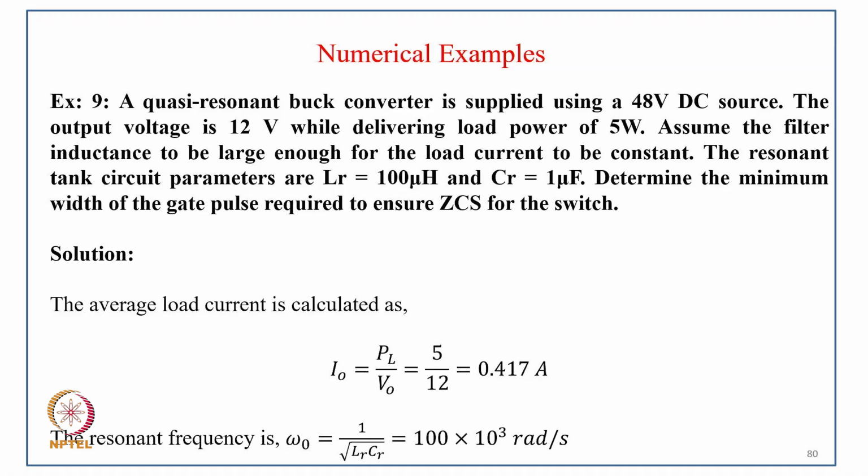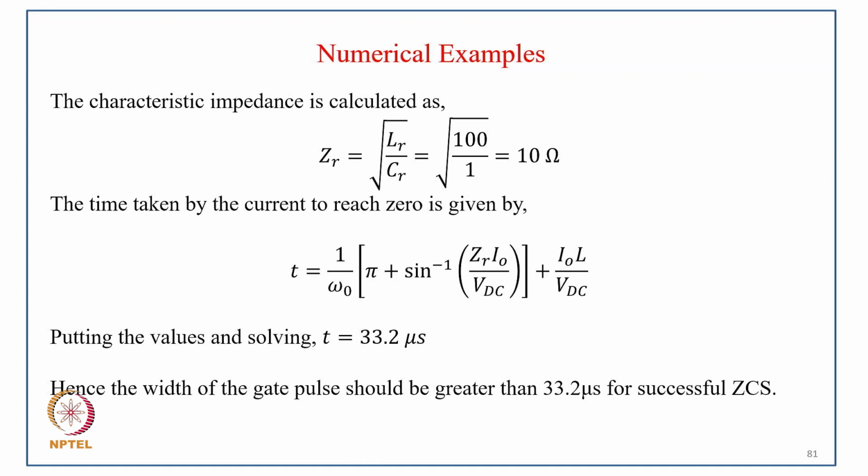And for the solution, the average load current is I0 equal to PL upon V0, that comes 0.417 ampere, and the resonant frequency omega 0 equal to 1 upon root LR CR, that comes 100 into 10 power 3 radian per second, and the characteristic impedance is ZR equal to under root LR upon CR, that comes 10 ohm, and the time taken for current to reach 0, T equal to 1 upon omega 0 in bracket pi plus sine inverse ZR I0 upon VDC in bracket close plus I0 L upon VDC. So putting the value and solving it, T comes 33.3 microsecond.